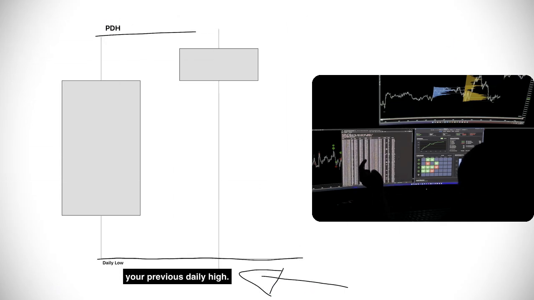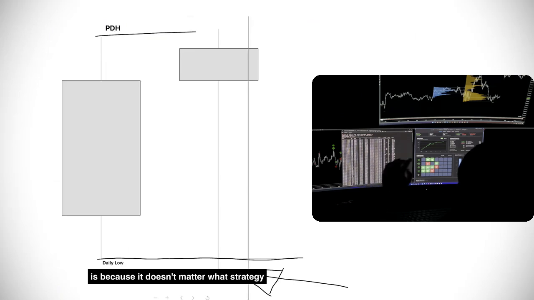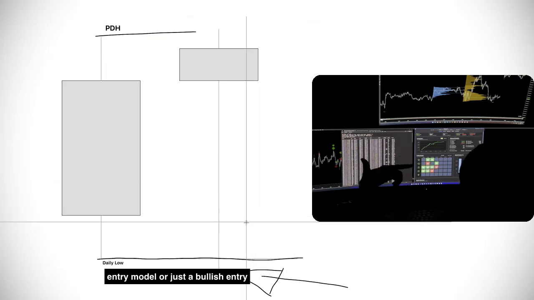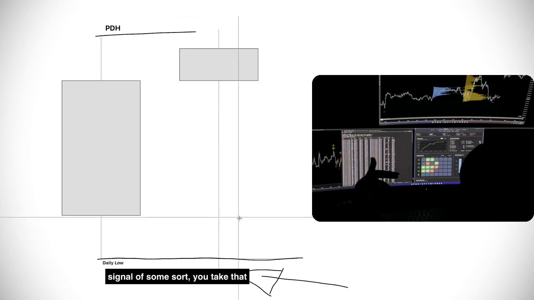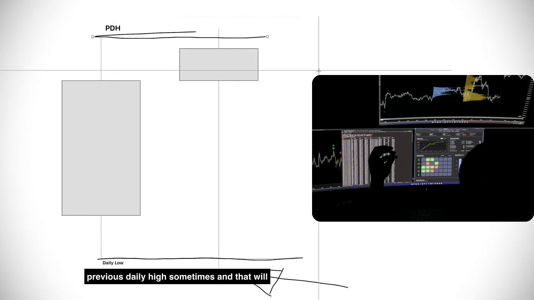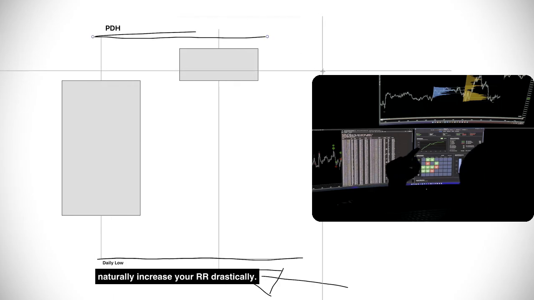Your previous daily high. The reason why this is so powerful is because it doesn't matter what strategy you use. If you end up finding a bullish entry model or just a bullish entry signal of some sort, you take that entry below previous daily low and you can actually even hold this up to previous daily high sometimes. And that will naturally increase your RR drastically. And of course, if your RR increases, the profits will increase.